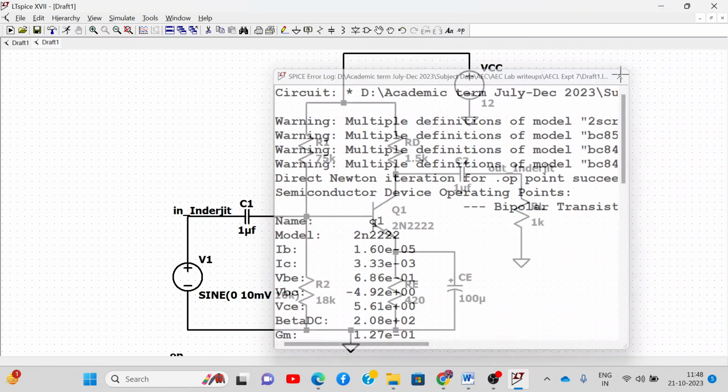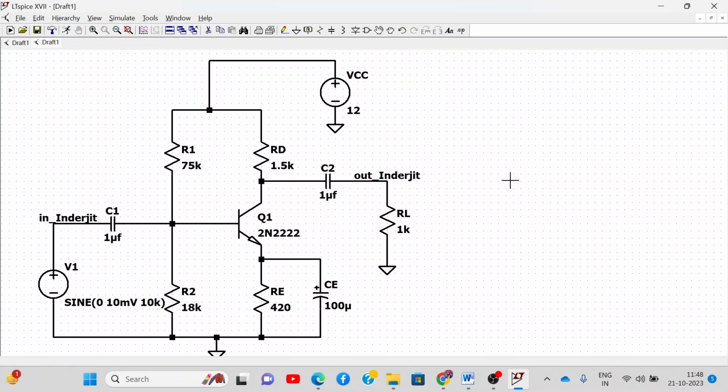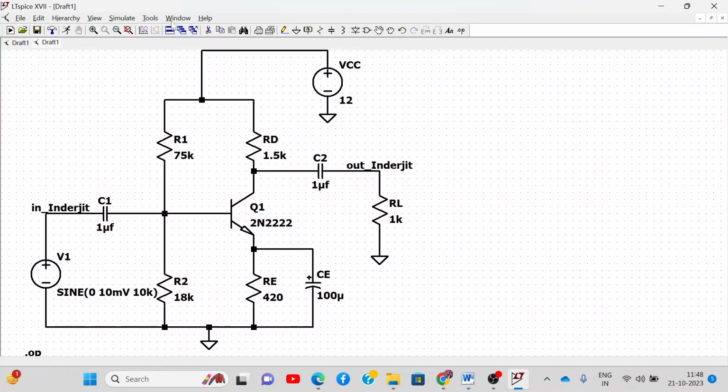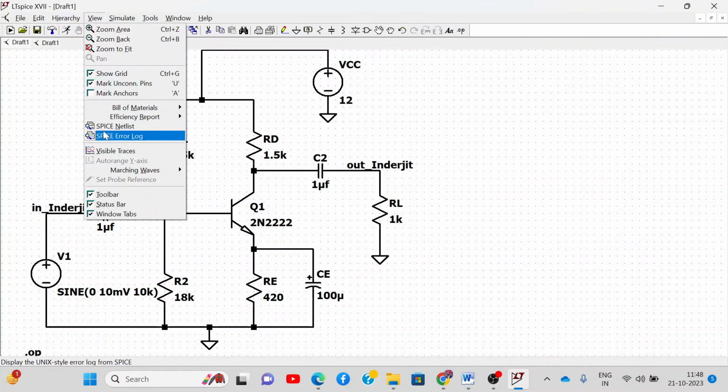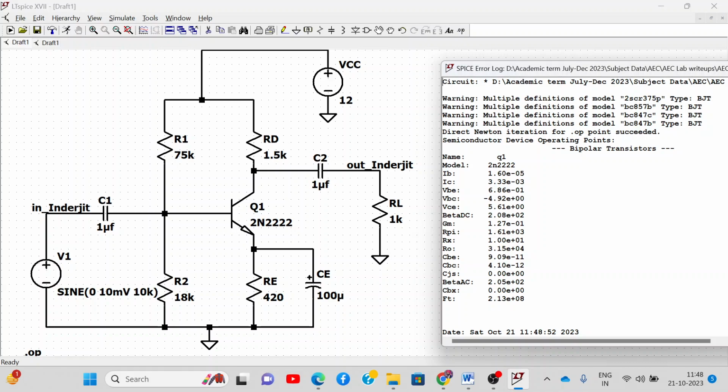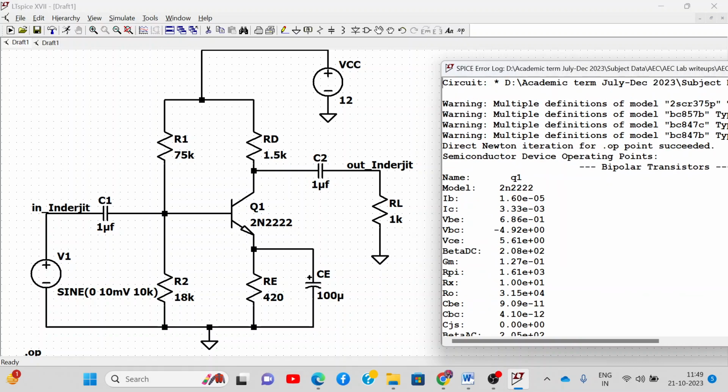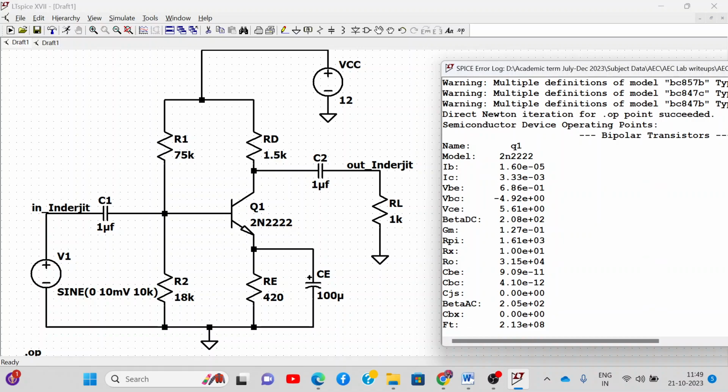So for this, you put the schematic on the left hand side, simulate again, close this, go to view, SPICE error log. All these parameters you got already. So you got the values of IB, IC, VB, VBC. See, VBC is negative. That means the base collector junction is reverse biased. VCE value, beta DC. Have you heard about beta AC and beta DC?